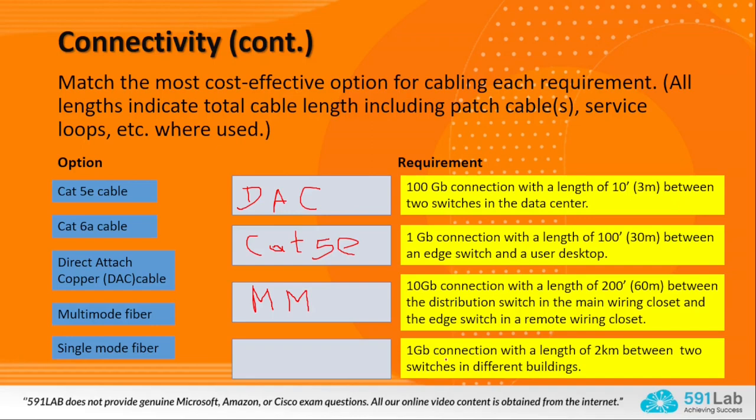Okay, last requirement, 1 GB connection with a length of 2 kilometer between two switches in different buildings. So definitely to cater long distances, if it is 1 GB and that is more than 550 meters, then you have to go for single mode fiber. So since they are talking about 2 kilometer distance, this is straightforward. It is single mode fiber requirement. Okay, hope this is clear now. So now let's move on to the next question.